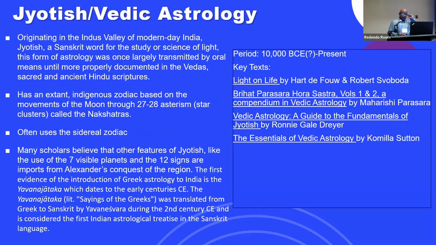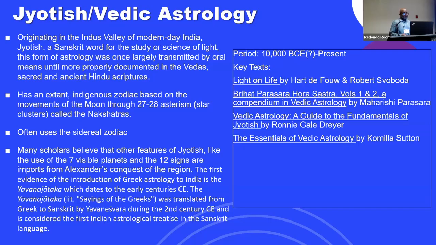Jyotish, also known as Vedic astrology. Now, many will say Vedic astrology, and again, this is a school, the continuum of thought is a misnomer, and it should be called what Indians call it, though some will call it Hindu astrology. Jyotish is a Sanskrit word for the study or the science of light. It was transmitted by oral means for millennia before it was documented in the Vedas. So it's not an astrology that comes from the Vedas so much as one documented in the Vedas, which are sacred and ancient Hindu scriptures.